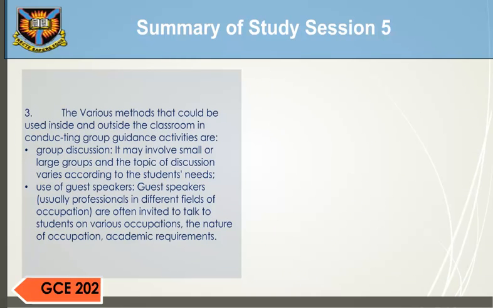3. The various methods that could be used inside and outside the classroom in conducting group guidance activities are group discussion. It may involve small or large groups, and the topic of discussion varies according to the student's needs. Use of guest speakers. Guest speakers, usually professionals in different fields of occupation, are often involved to talk to students on various occupations, the nature of occupation, academic requirements.